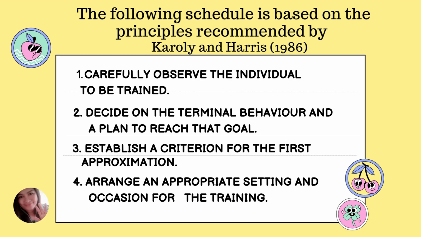First, carefully observe the individual to be trained. Next, decide on the terminal behavior and a plan to reach the goal. Next, establish a criterion for the first approximation. Next, arrange an appropriate setting and occasion for the training.